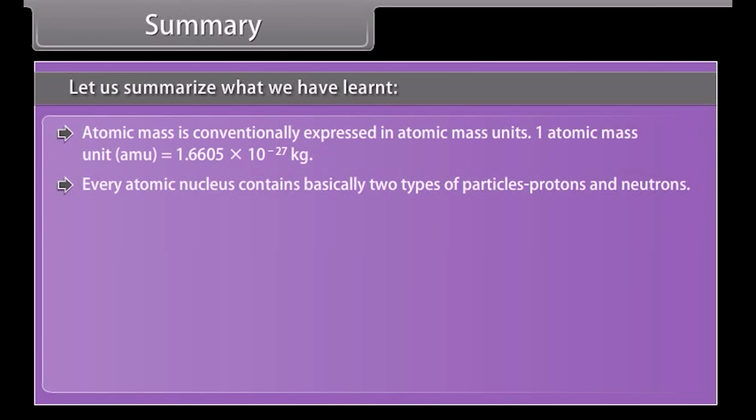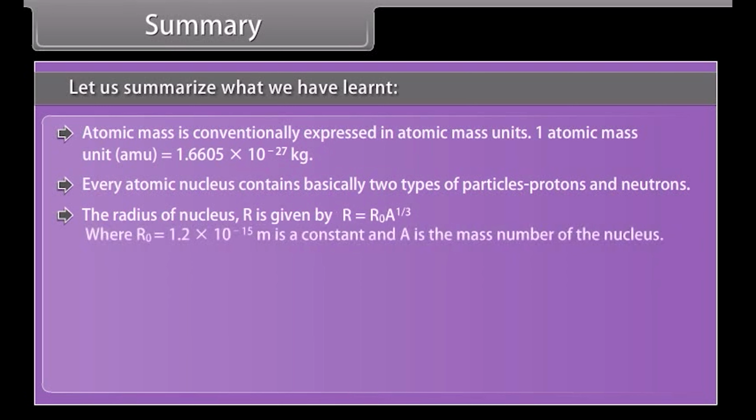Every atomic nucleus contains basically two types of particles, protons and neutrons. The radius of the nucleus R is given by R = R0 A^(1/3), where R0 = 1.2 × 10^-15 m is a constant, and A is the mass number of the nucleus.